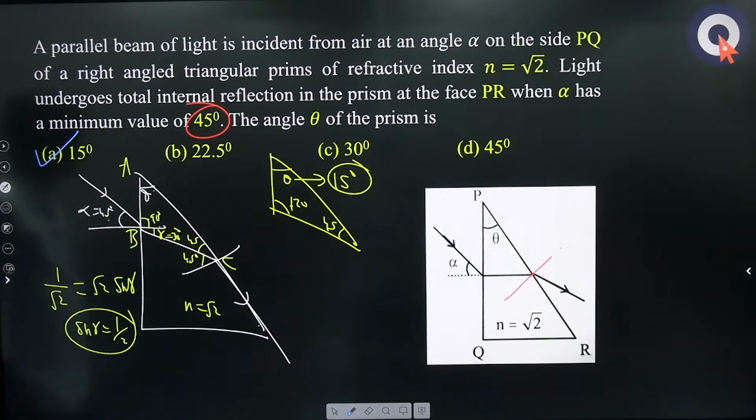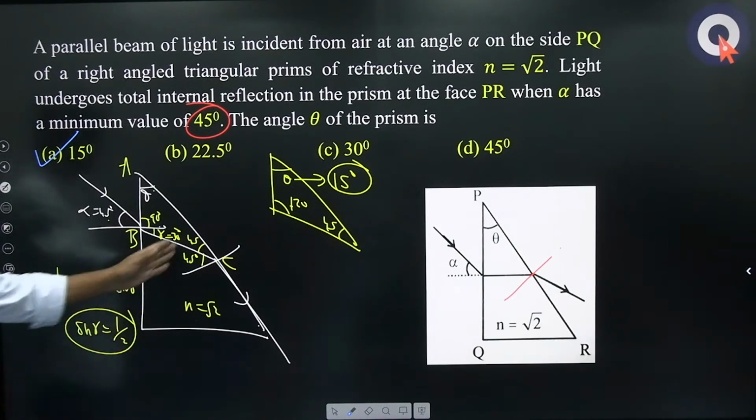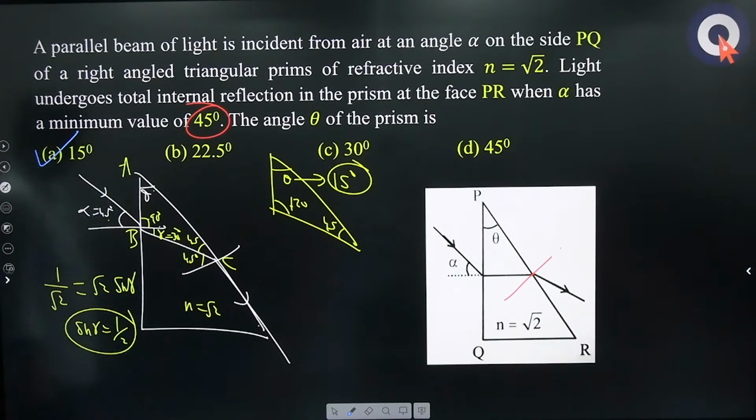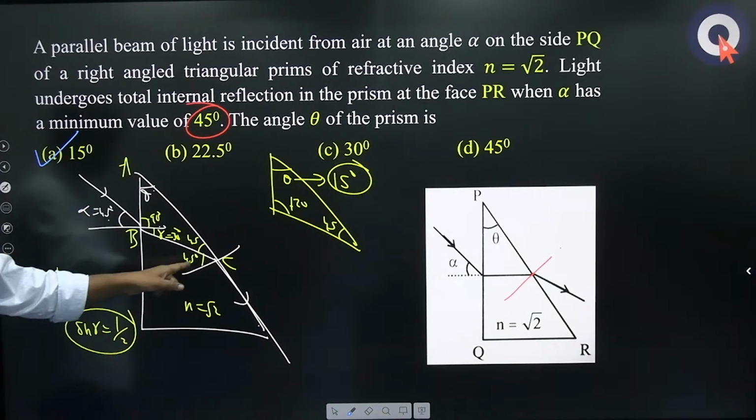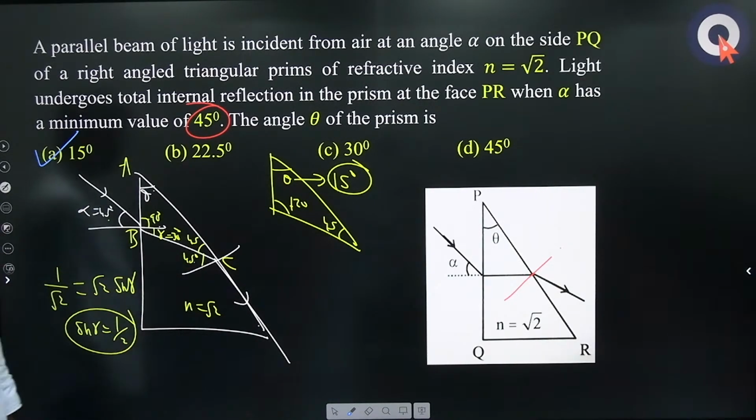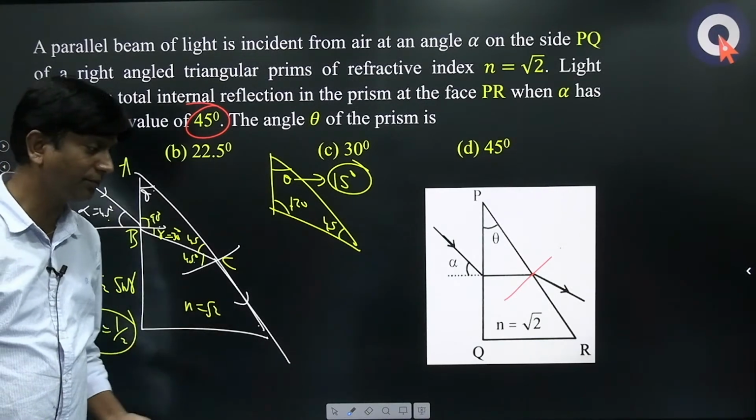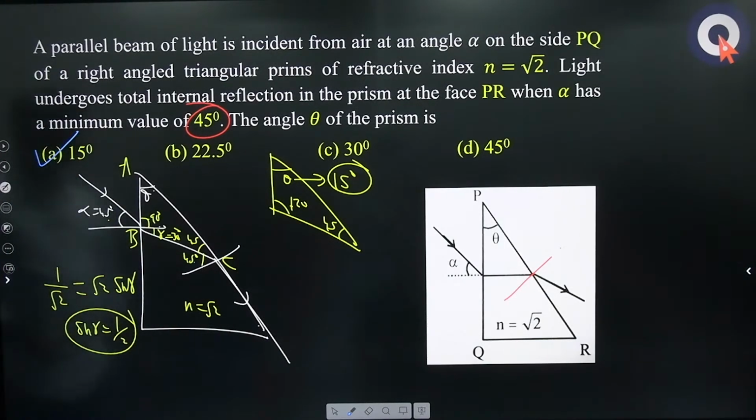Take it. So what is the angle of prism they are saying, which is 15 degrees. So clearly that's the minimum value of 45. Then it is undergoing total internal reflection, meaning this is 45, this will become the critical angle, and the critical angle is already calculated as 1 by root 2, 45 degrees. Hope you have got this question, right? So we'll proceed to the next question.